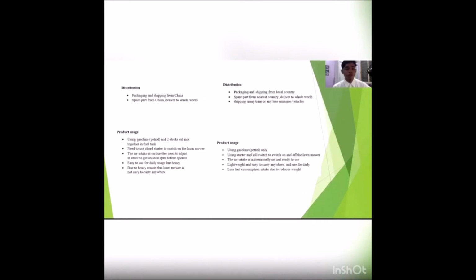For the distribution of the old design, packaging and shipping come from China, and spare parts also come from China. For the distribution of our new redesigned product, the packaging and shipping come from our own local country, and spare parts come from our nearest countries such as Thailand or Indonesia. Shipping also uses trains or other lower-emission vehicles.